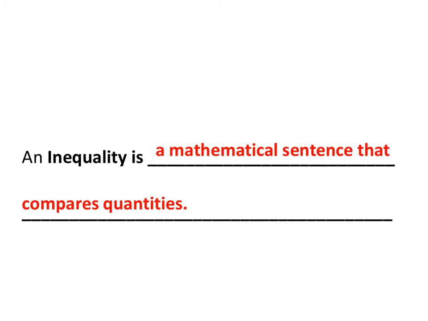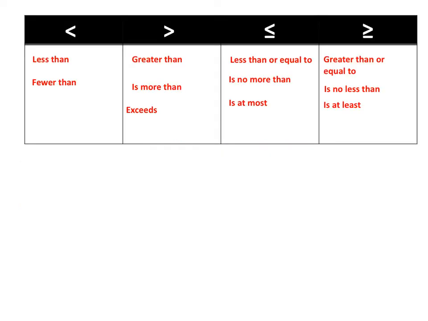So an inequality is a math sentence that compares quantities. That may be super obvious now, but these four symbols are four that you need to be very acquainted with, and you should be pretty well acquainted with the first two on the left, less than or greater than specifically. In word problems, you may see it as fewer than, or is more than, or exceeds. But again, we'll get to the word problems in a different section.